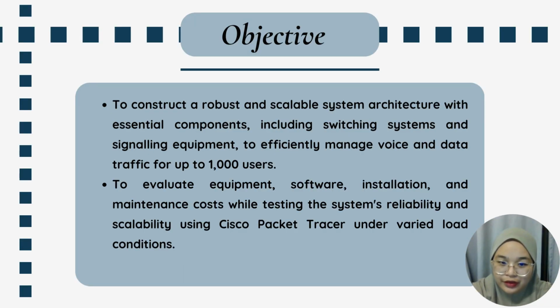So for the objectives, firstly, to construct a robust and scalable system architecture with essential components, including switching system and signaling equipment to efficiently manage voice and data traffic up to 1,000 users. Second, to evaluate equipment, software installation, and maintenance costs while testing the system reliability and scalability using Cisco Packet Tracer under varied load conditions.